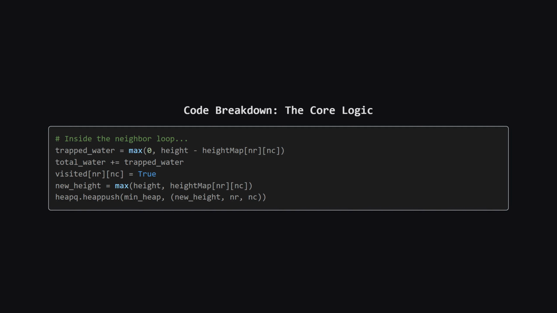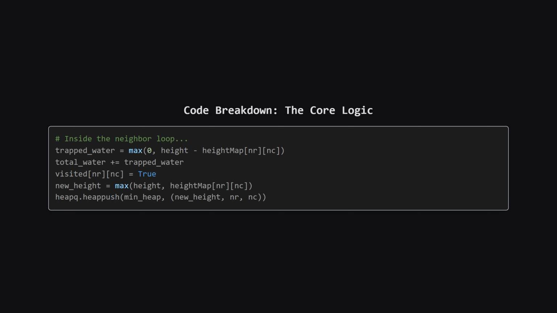And this is the heart of the solution, inside that neighbor loop. First, we calculate the trapped water. Remember, height is the wall we just came from, so we subtract the neighbor's height from it. We use max with 0 to handle cases where the neighbor is taller. We add this to our total. Then we mark the neighbor as visited.